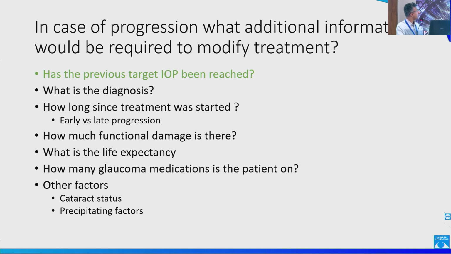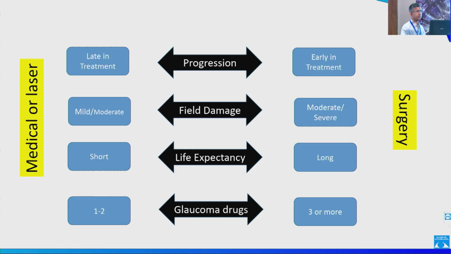So if you see progression on the visual field or something else, what else do you want to know? Because you're going to take a look and make a decision: what is the diagnosis, how long since treatment was started, how much functional damage is there, what's the life expectancy, how many glaucoma medications is the patient on, and are there cataract and other precipitating factors. Based on that, you will decide whether to escalate treatment, whether you're going to go the medical route or the surgical route. I'm just going to share a few examples with you, and we'll take it from there.